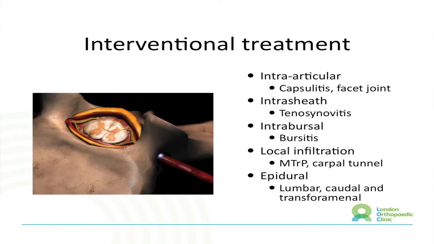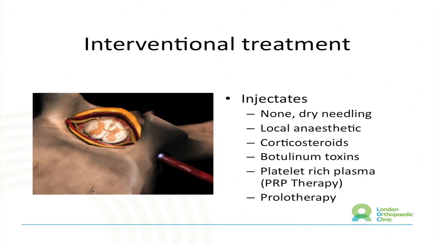In terms of interventional treatment, and I've got probably 2 minutes to go, people have injected anywhere from intra-articular to intra-sheath to bursa, and obviously local infiltration to muscle, subcutaneous tissue, and in and around the spine, but you're possibly going to talk about that, so we'll leave that to you. And what do we inject? We go from dry needling right the way to platelet-rich therapy to prolotherapy. So there's a variety of things which are injected, and you'll get your proponents and your opponents of all sorts of things.